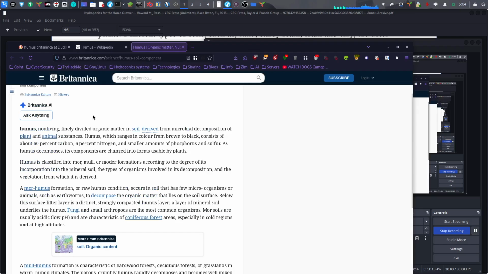Humus is finely divided organic matter in soil derived from microbial decomposition of plant and animal substances. Humus, which ranges in color from brown to black, consists of about 6% carbon, 6% nitrogen, and smaller amounts of phosphorus and sulfur. As humus decomposes, its components are changed into forms usable by plants.